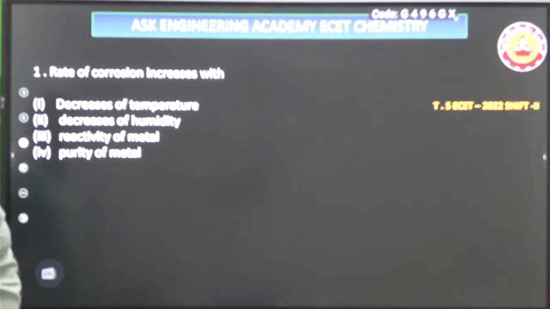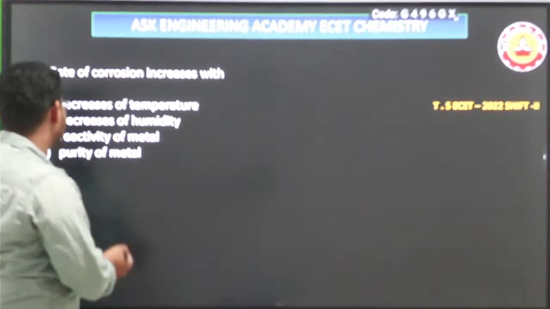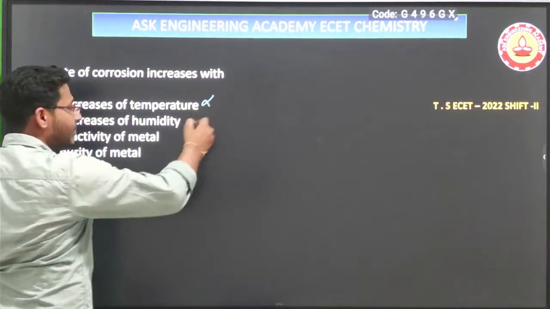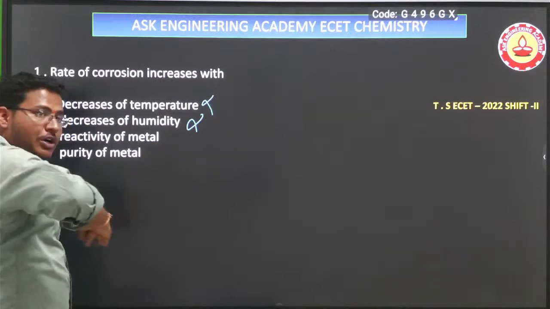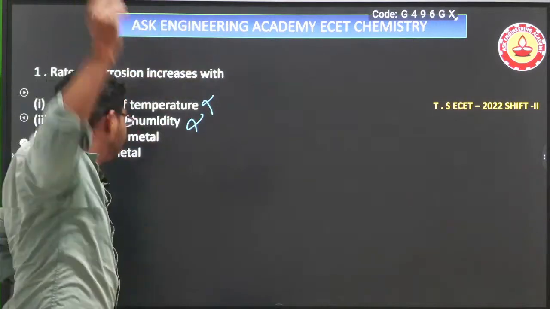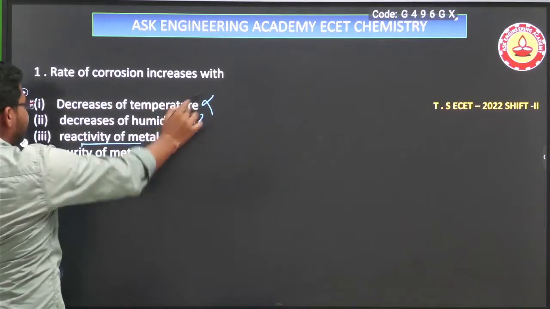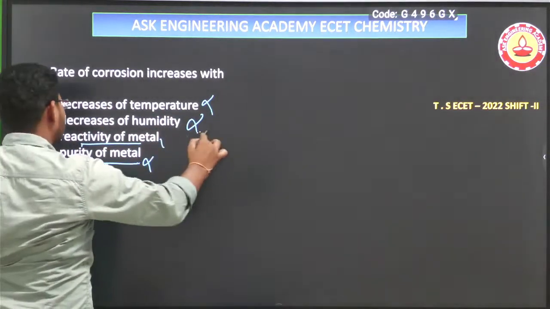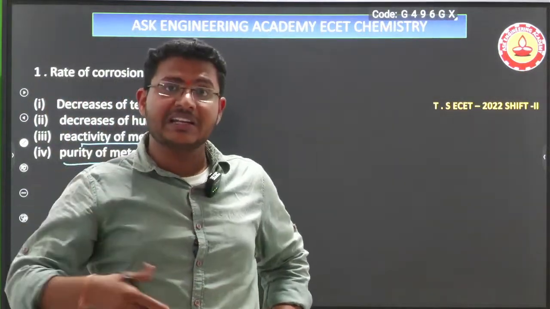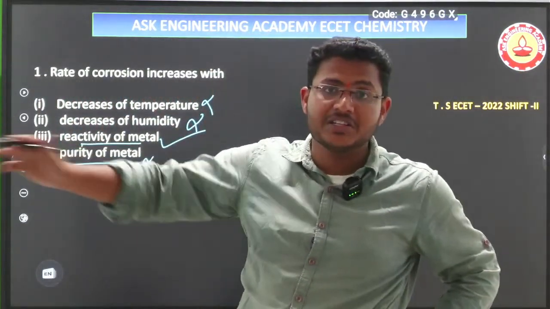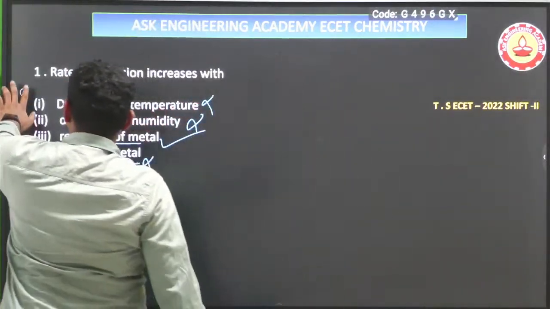Rate of corrosion increases with, see, I already explained what the factors are. Decrease of temperature? No. Temperature is directly proportional to corrosion. Decrease of humidity? No. As moisture or humidity increases, corrosion increases. Reactivity of metal, purity of the metal. Rate of corrosion increases with reactivity of metal. If the metal is more reactive to the atmospheric condition, there is more corrosion. So this is the answer.